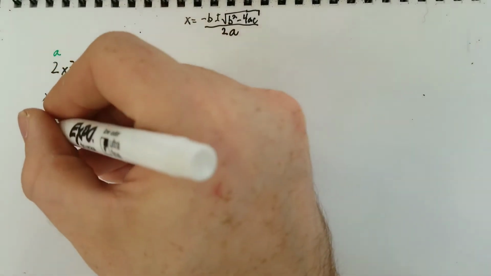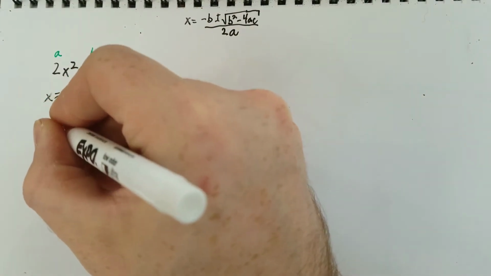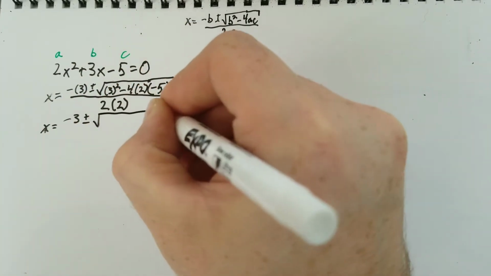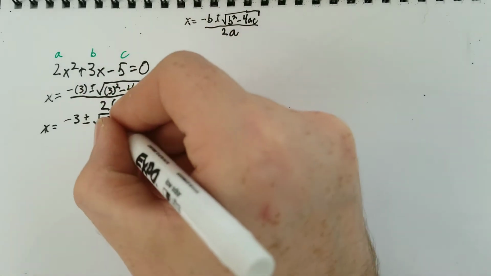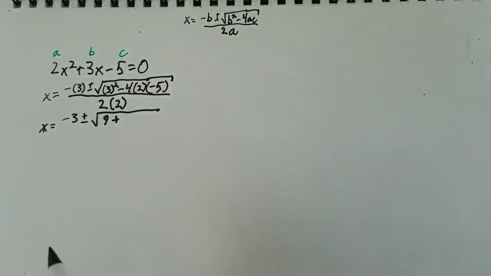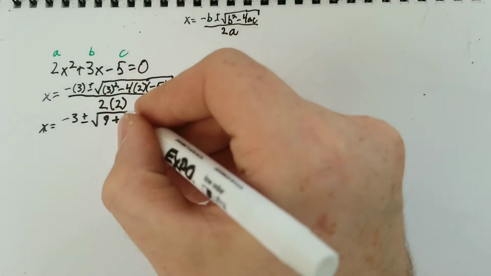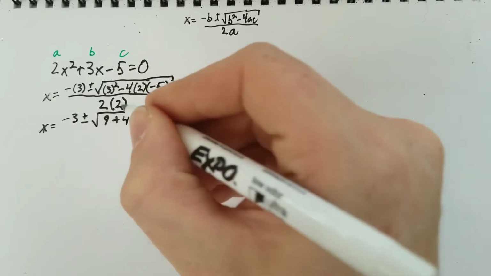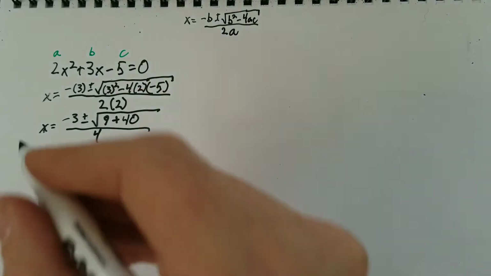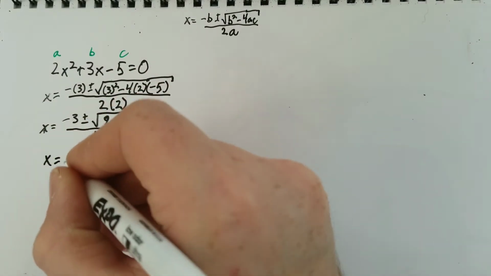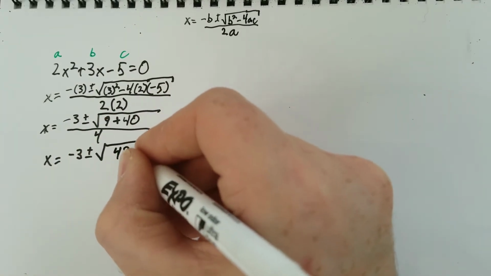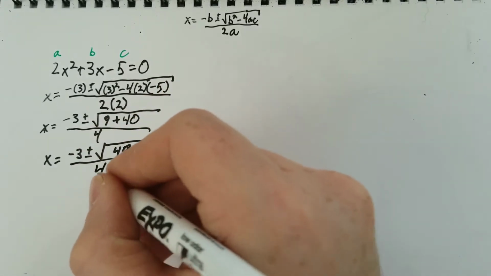So what we're going to get is x equals negative 3 plus or minus the square root, 3 squared is 9, minus 2 negatives, so that's actually going to be a positive. So what we get is 40. All of that over 2 times 2 is 4. Okay? Now let's keep on going. x equals negative 3 plus or minus the square root, 40 plus 9 is 49, over 4.